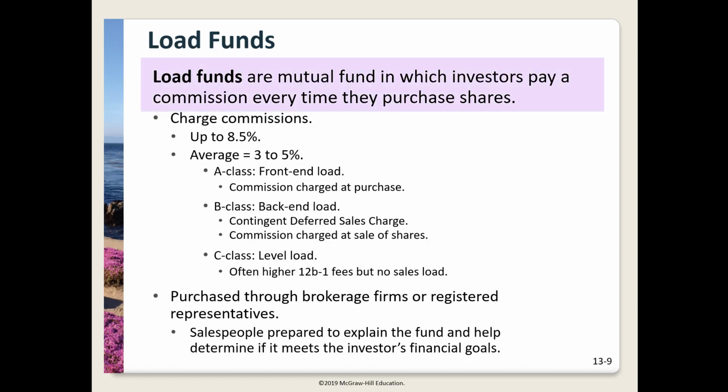Load funds are those which charge a commission. Loads average from 3 to 5%, but can run as high as 8.5%. Loads come in three types. A class is a front-end load. An investor is charged a fee when they purchase the shares. A B class is a back-end load, or a contingent deferred sales charge. The investor is charged when they sell shares. A C class is a level load. It has no sales load but higher 12b1 fees.